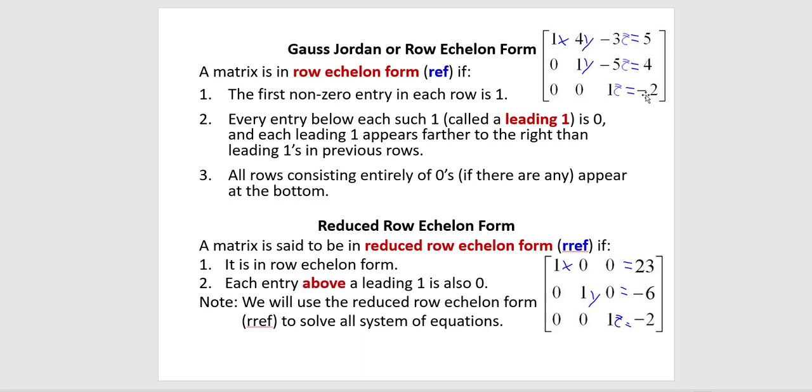We plug the z equal to -2 into the second equation. Solving for y gives us y equal to -6. We then plug the z equal to -2 and y equal to -6 into the first equation. And solving for x gives us x equal to 23.